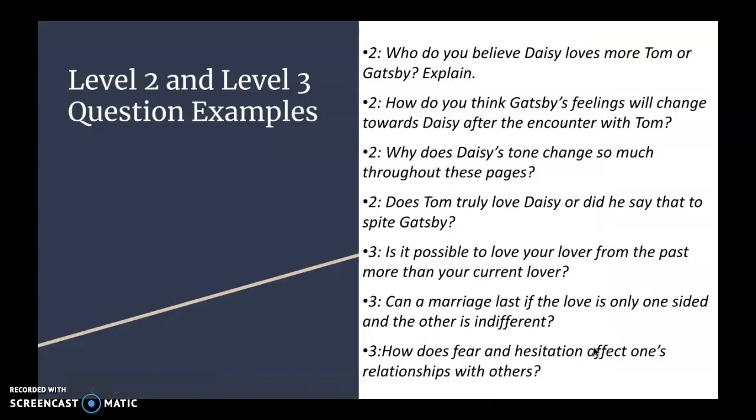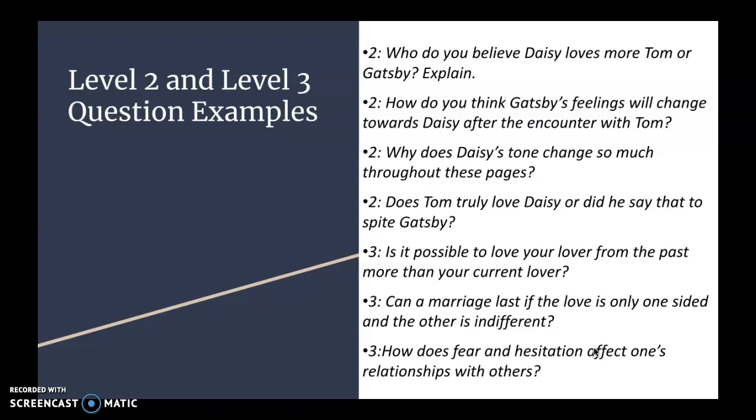And then we have some examples. I believe some of these you guys gave us from your homework. So, good level 2: Who do you believe Daisy loves more, Tom or Gatsby? Explain again. Requires an inference, okay? The explanation is not just one sentence. It ties to some type of evidence from the book.